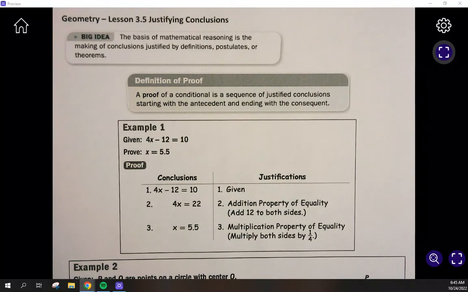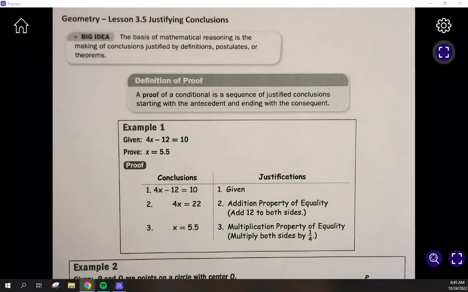This is Geometry Lesson 3.5, Justifying Conclusions. The big idea says the basis of mathematical reasoning is the making of conclusions justified by definitions, postulates, or theorems. So we've taken some time and looked at what makes a good definition, and we've studied some different postulates and theorems. And so we're going to start using those now to prove or justify some conclusions for conditional statements.